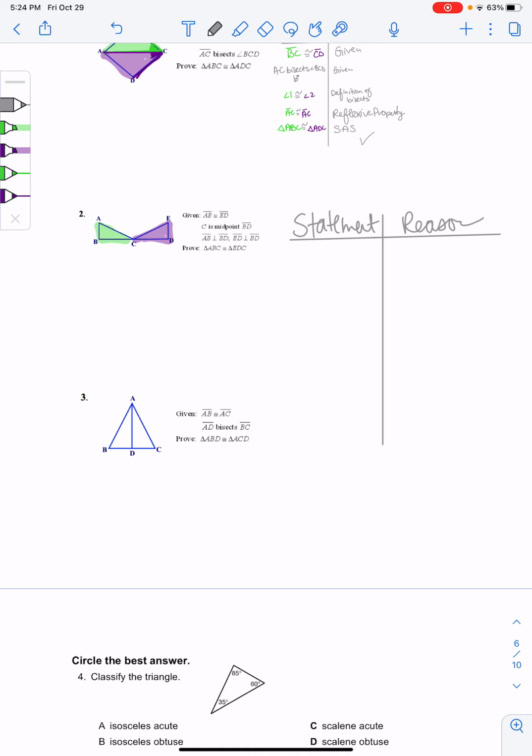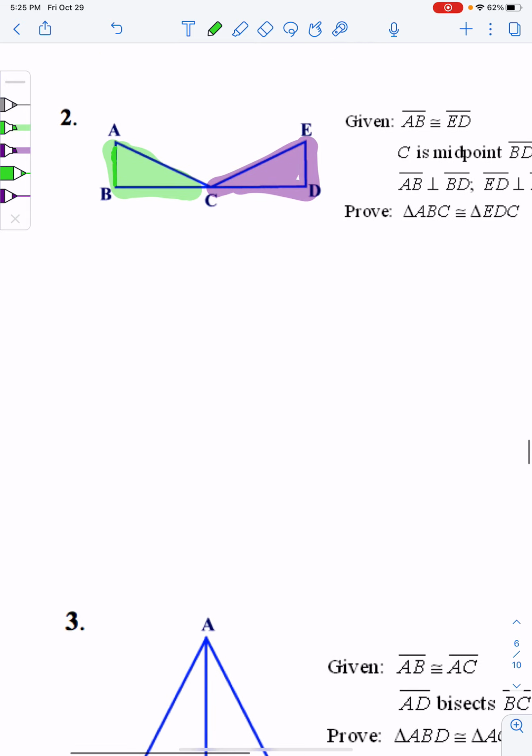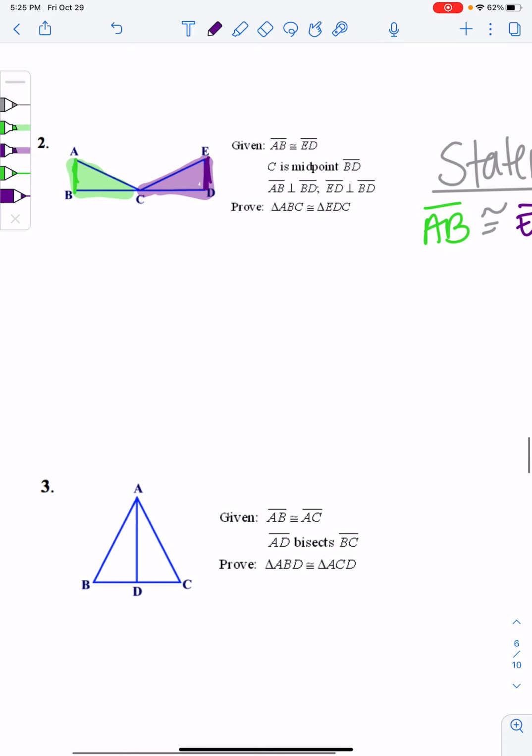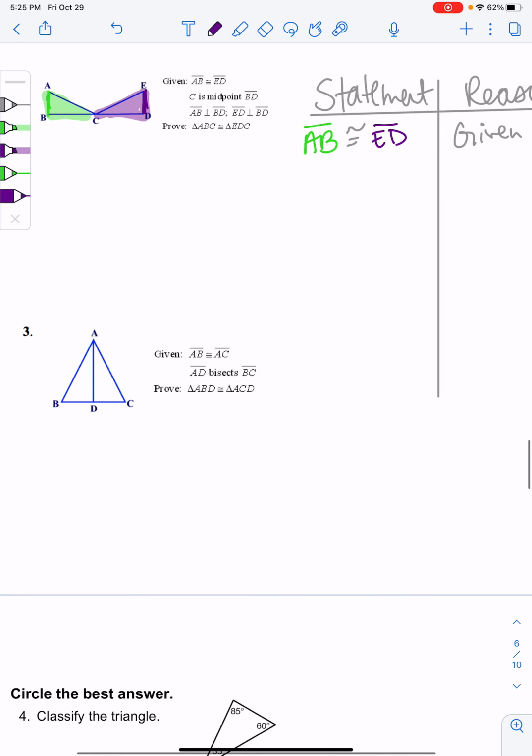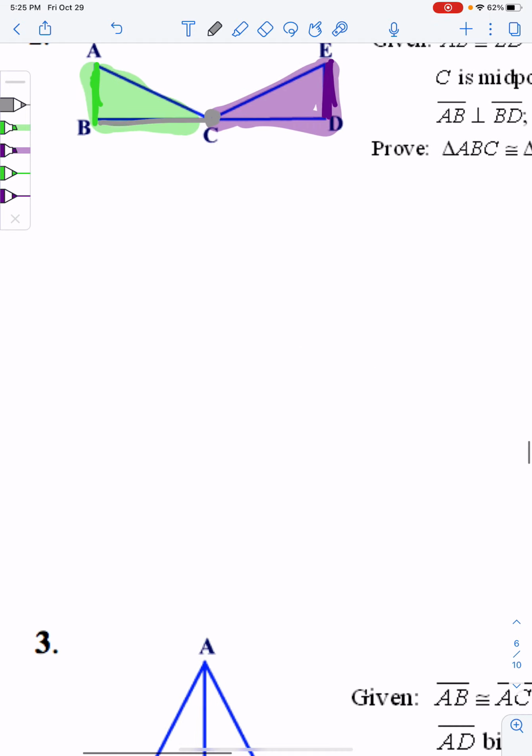Let's see what they gave us so far. They said AB, so one of the sides, matches ED, the other side. So that was just given to us. It's showing this one right here matches this one right here. There's a lot going on after this. So next it says C is the midpoint of BD. And so that's just saying out of this whole thing, C is exactly in the middle.